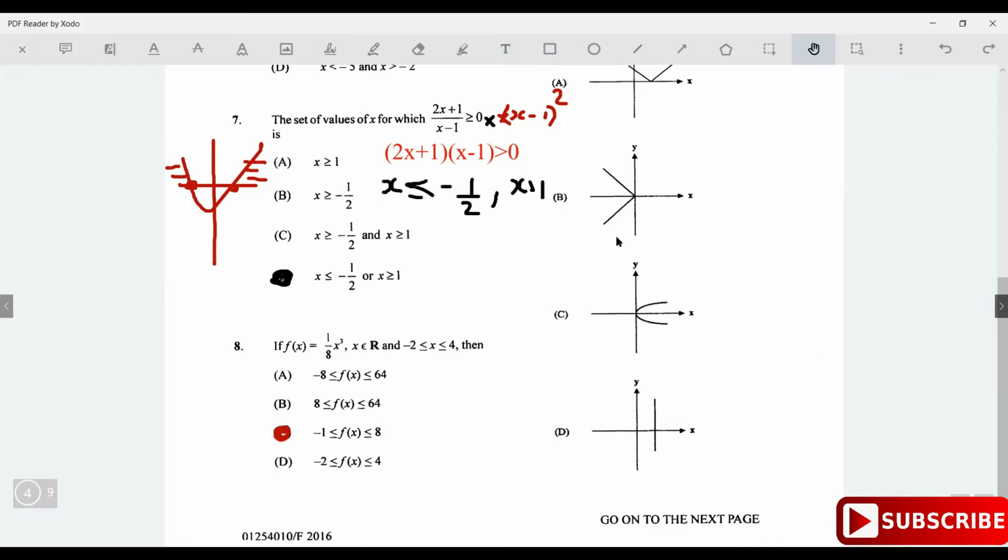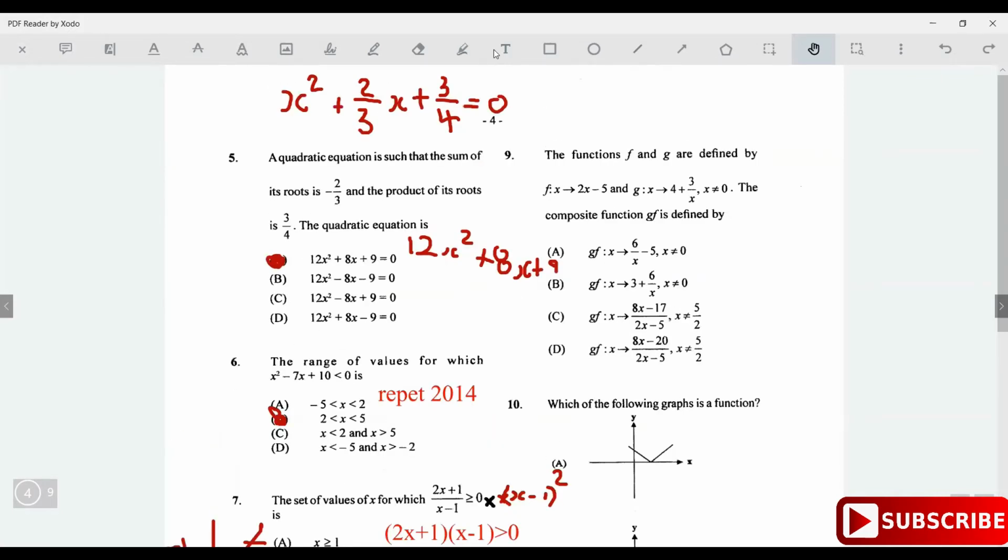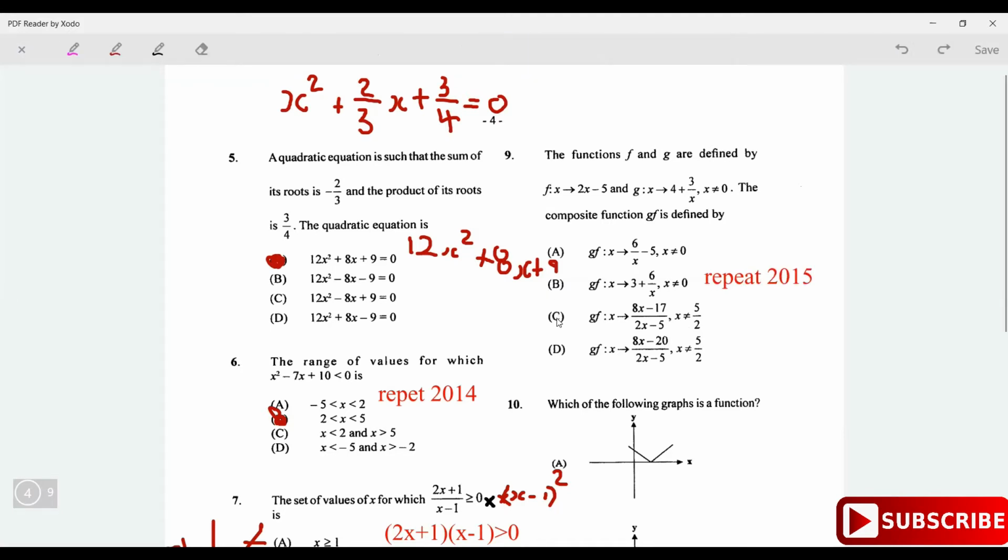All right. Now this is a repeat question from 2015, which we have already looked at. This was, I believe, option C. Nice.